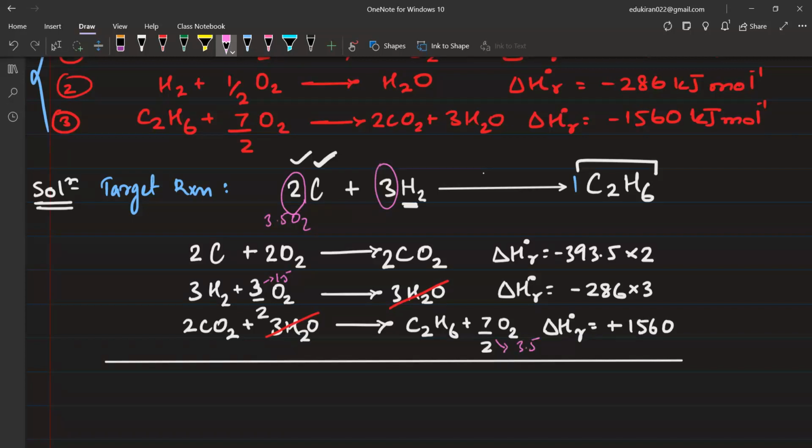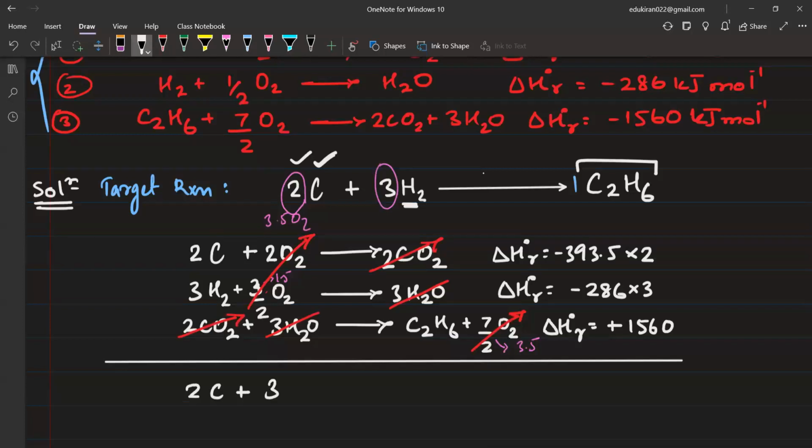सही है. Now see here, the whole reactant side O2 will be cancelled by the whole product side O2. Make sense? 3.5 O2 there, 3.5 O2 here. Okay. Now we have cancelled everything. You have 2 carbon atom plus 2 CO2. This 2 CO2 and this 2 CO2 will also be cancelled.